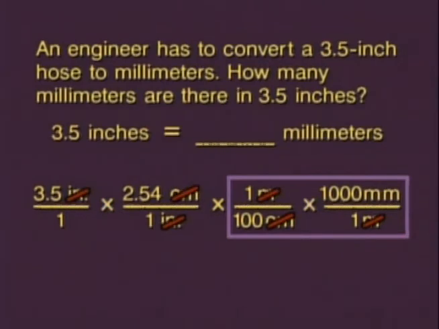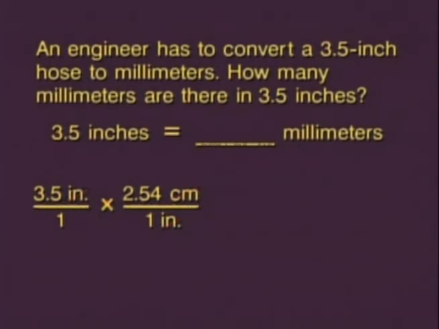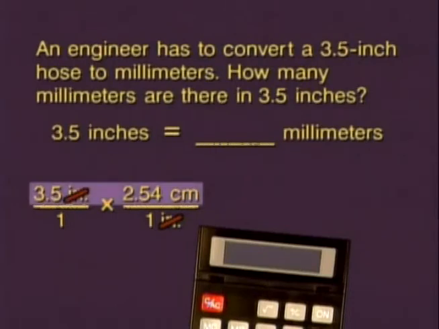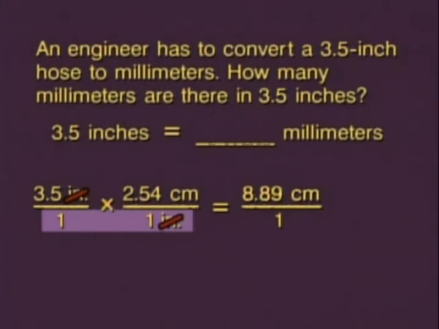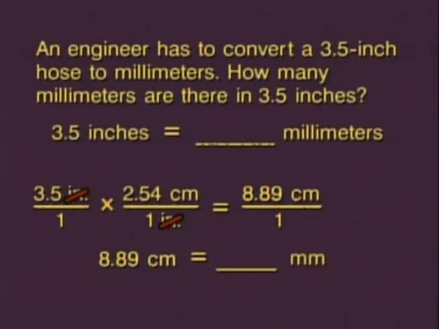We can convert centimeters to millimeters by moving decimals. We can cancel and multiply at this point. We'll cancel inches, then multiply. In the numerator, we have 3.5 times 2.54 centimeters. That equals 8.89 centimeters. The denominator is 1. Now we'll move decimals to convert 8.89 centimeters to an equivalent number of millimeters.